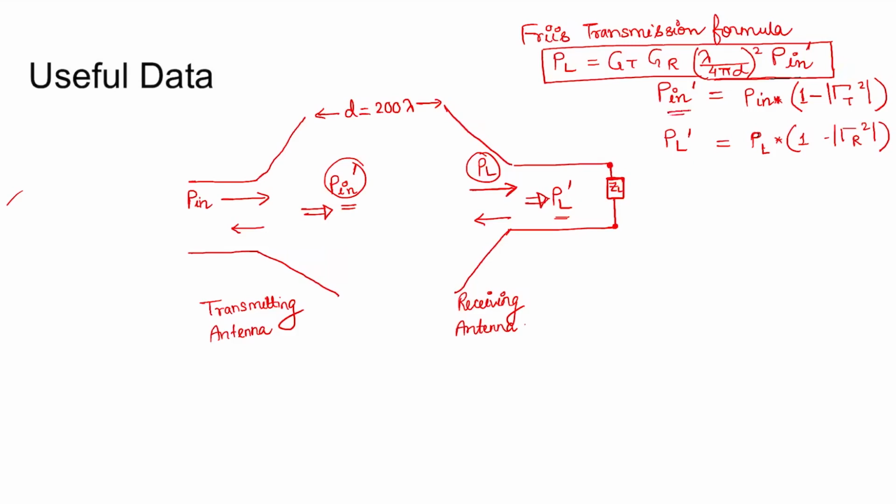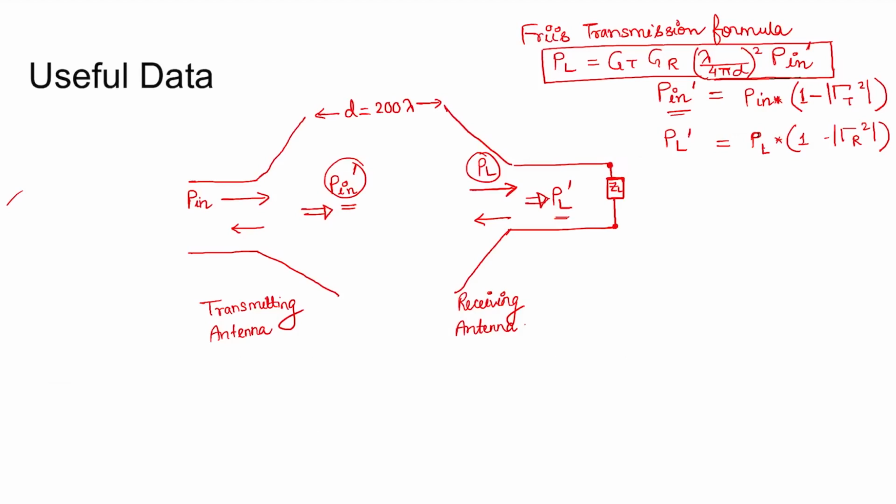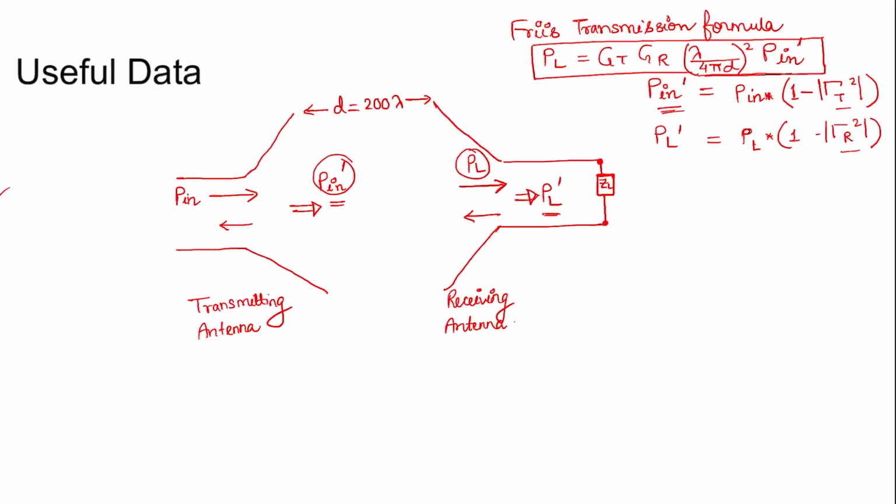The actual input P in prime is found out since the reflection coefficients of the transmitting and receiving antennas are 0.15 and 0.18. So the reflection coefficients are known, right? From there you can calculate the actual power input and also the load power that is sent to the load. Coming to the solution, this transmission formula will be useful in this question.